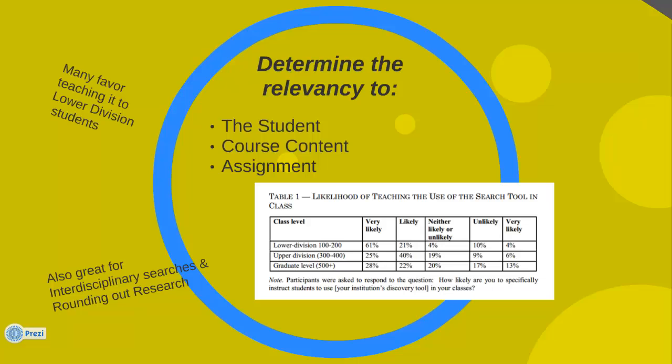The first practice is determine the relevancy of the tool to your class. The tool should be relevant to the level of the students, the course content, and the assignment. Many librarians indicated they favored using discovery services when teaching lower division students, and then moving to subject-specific databases as students moved into discipline-specific courses. However, others have noted that discovery's greatest benefit may be to those doing interdisciplinary studies and may help round out research, making it a viable option for upper division and even graduate studies as well.